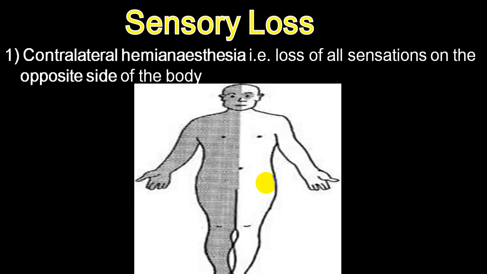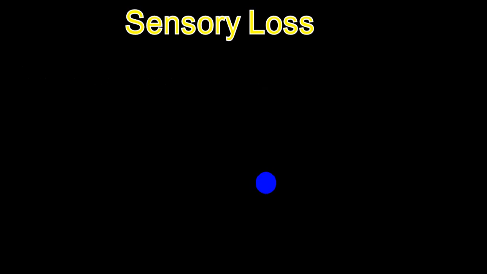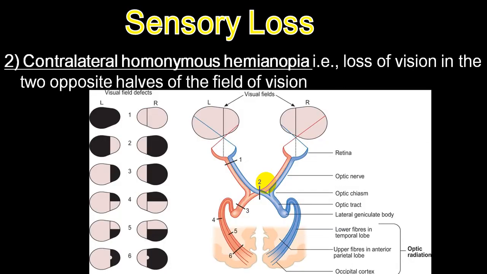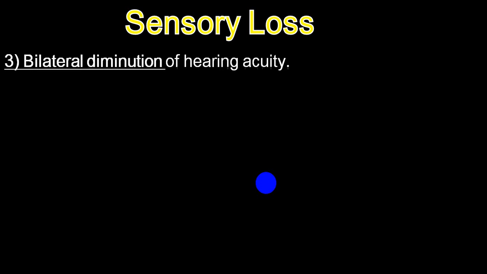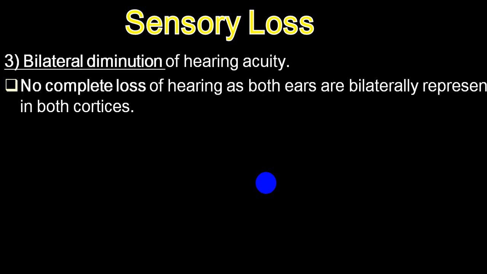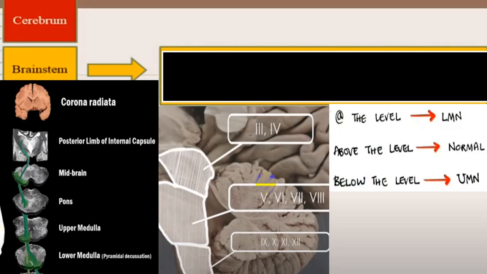Very characteristic. But if you get damage, one side facial sensory loss and opposite side hemisensory loss will be more common if you get damage in the brainstem, particularly in the pontine region. We call this crossed hemianesthesia. Contralateral homonymous hemianopia will again be very common with damage to the internal capsule, and bilateral diminished hearing acuity will again be because of the damage to auditory radiations.